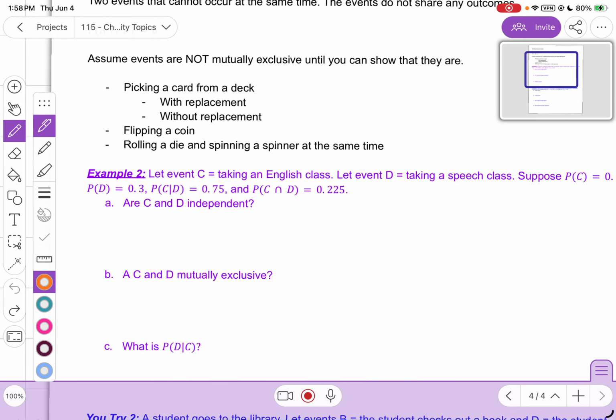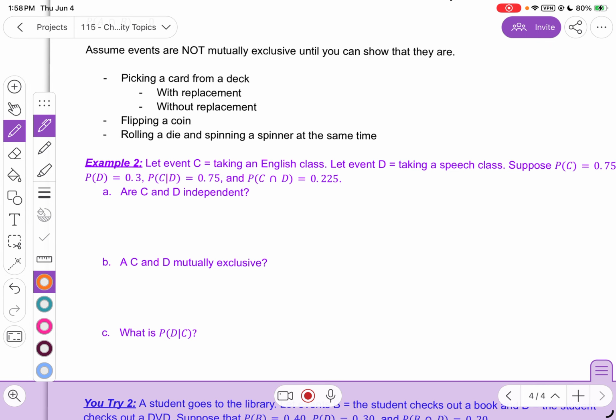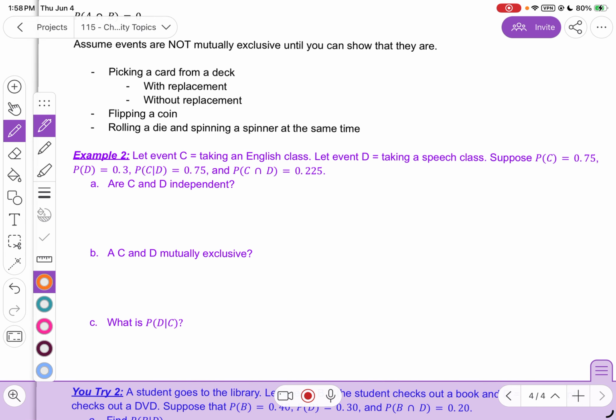So let's look at this example and see if we can decide if things are independent and mutually exclusive. Event C is taken in English class. Event D is taken in speech class. The probability of C is 0.75. Probability of D is 0.3. Probability of C given D is 0.75. And the probability of C and D is 0.225. So they already give us all the probabilities. We just need to decide the answers to these questions. So are C and D independent?